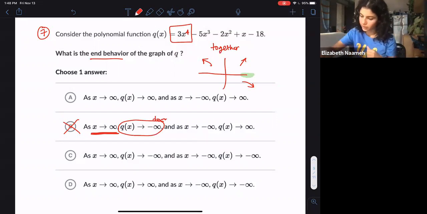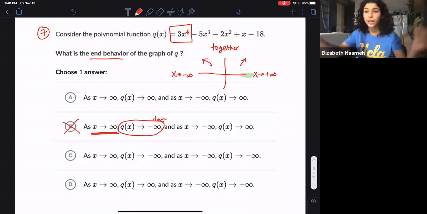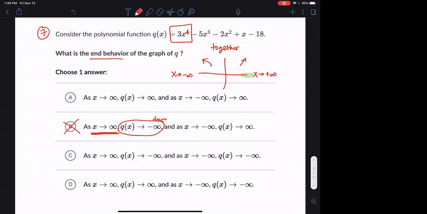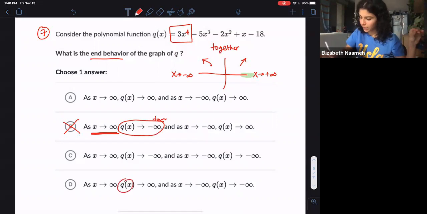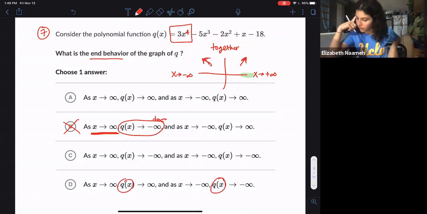Which one matches? They're both sides. So just to clarify, x approaches positive infinity and x approaches negative infinity will always be there to say right and left. It's what the q of x does that should match the direction of the arrows. So what's our answer?